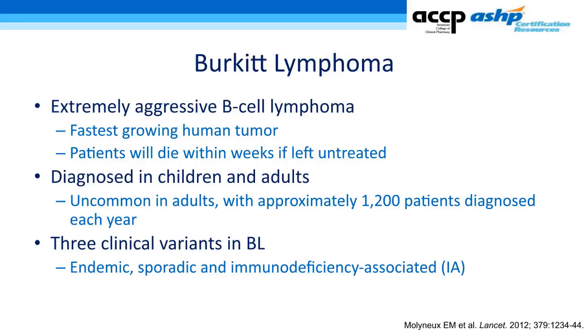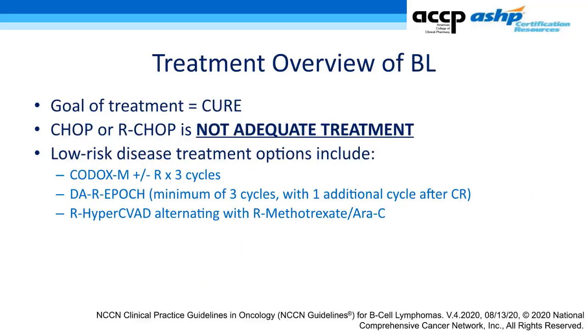It's much more common in children, and again, I refer you to the pediatrics material for treatment of this disease in children. There are 3 different variants of Burkitt's lymphoma, but we're only going to cover the sporadic form here. So because this is such a rapidly dividing tumor, it's going to be very sensitive to chemotherapy. So our goal of treatment in all patients is cure.